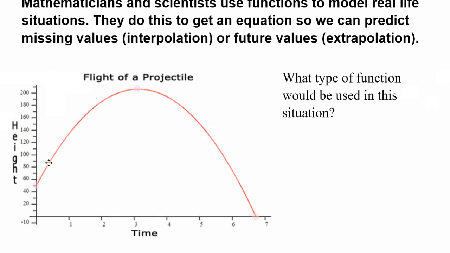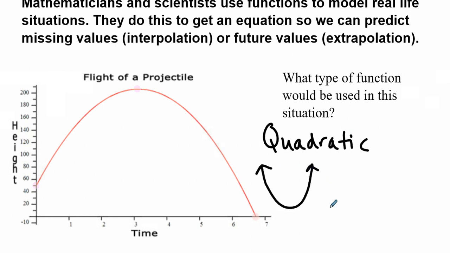An example: what type of function would model the flight of any projectile? A projectile is anything that moves through the air. It goes up and comes back down. Well, this is going to be a quadratic. It makes a parabola. So you should be able to identify a quadratic if you're shown a picture. If it looks like a U shape, it goes down and comes back up, or goes up and comes back down, that's a quadratic.